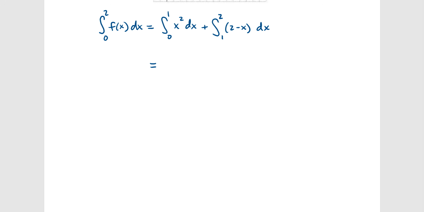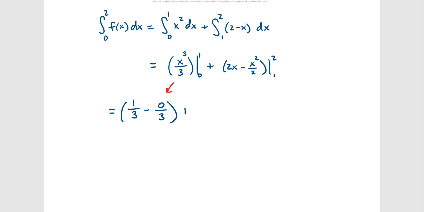So the integral of x squared is x cubed over 3, evaluated from 0 to 1. The integral of 2 minus x is 2x minus x squared over 2, doing both of those terms separately, and then we're going to evaluate that from 1 to 2. First, let's plug in the bounds for the first one. Plugging in a 1, that's going to be 1/3 minus 0 over 3.